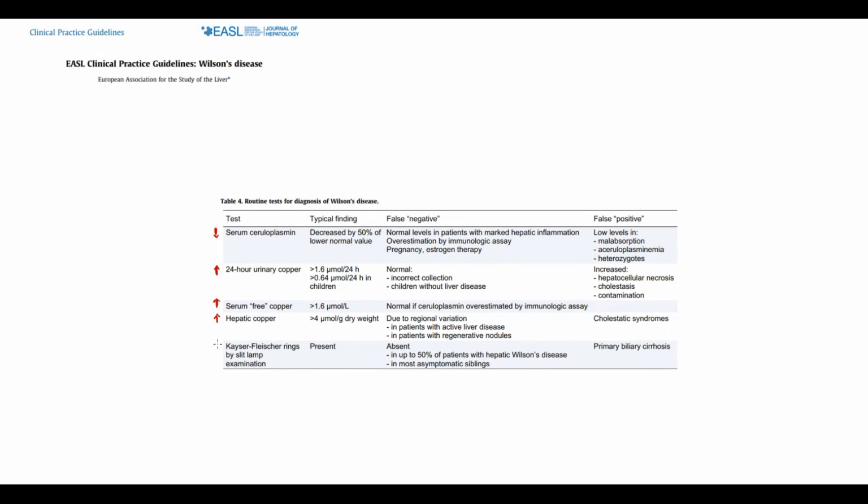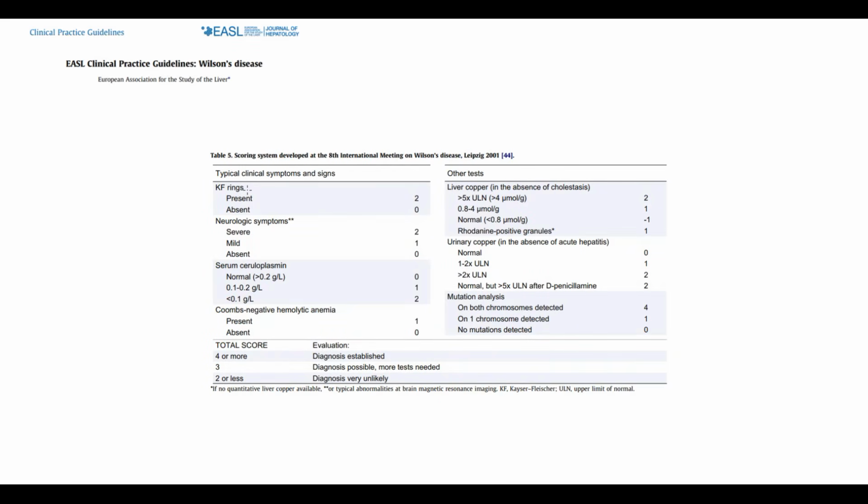And on physical examination, we can determine Kayser-Fleischer rings, which is the signature feature of Wilson disease. And nowadays, we have a scoring system. Basically, the higher the score, the more likely it's Wilson disease. So, which features tell us about Wilson disease? First of all, it's Kayser-Fleischer rings, neurological symptoms, and increase in liver copper level.